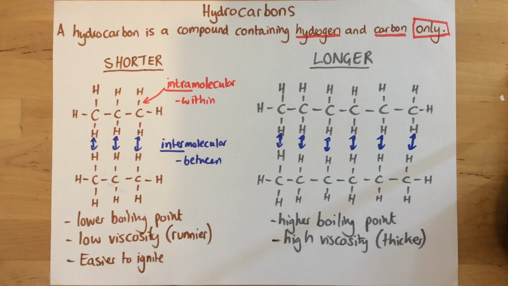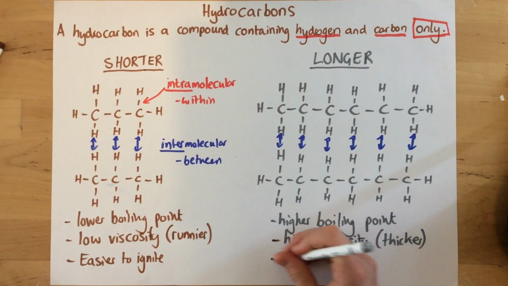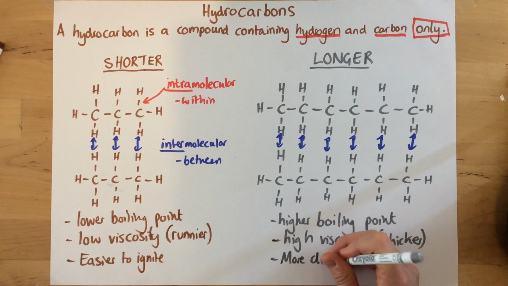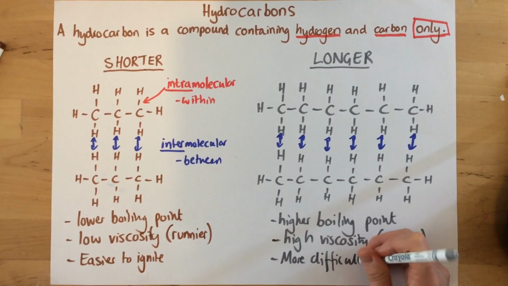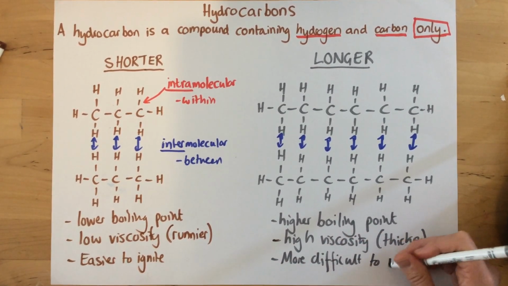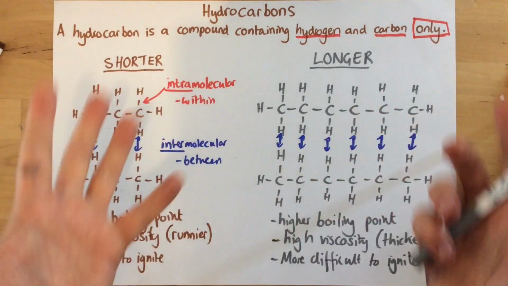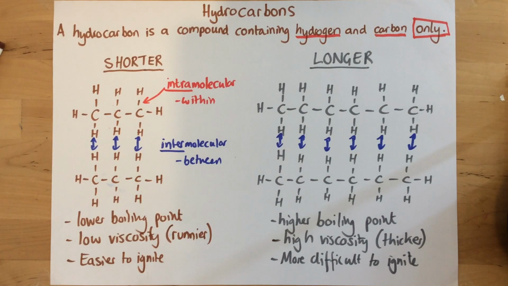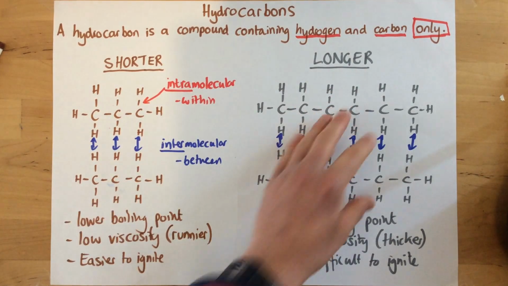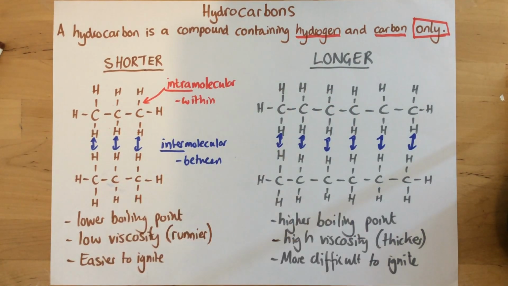The longer the chain, the higher the boiling point, so it's less likely to be gaseous, it's more likely to be a liquid, meaning it's less easy to ignite. So the longer the chain, the more difficult it is to ignite. Ignite just means to set it on fire, for it to catch fire. So, this is basically the features of hydrocarbons and how chain length affects these different properties.